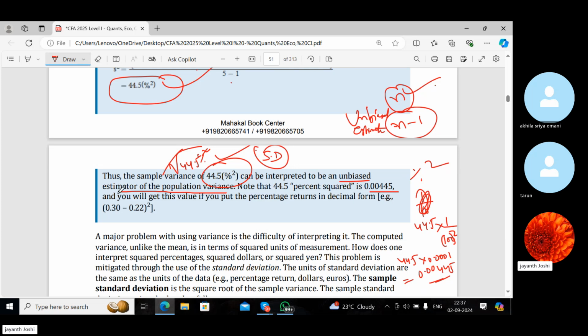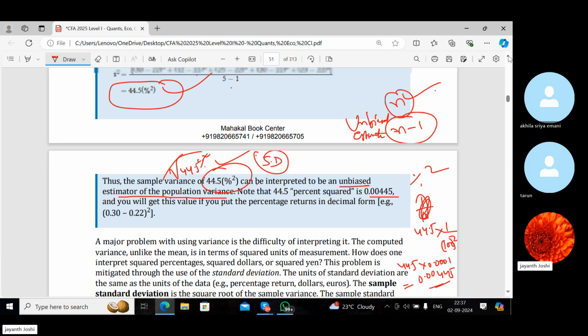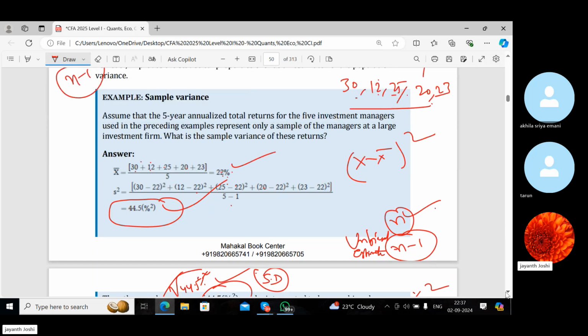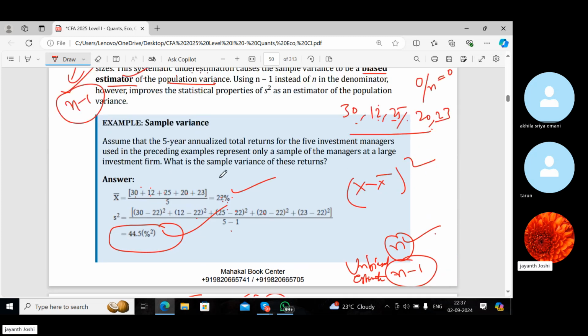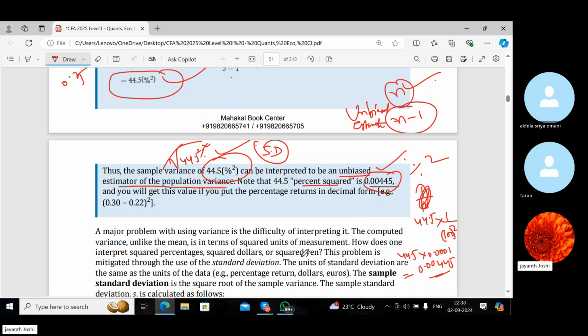And you will get this value if you put the percentage returns in decimal form. Example, 0.30 minus 0.22 whole square. If you want exactly this answer, then every percentage you have to convert. This is 30%, so 30% will be 0.30. 12% will be 0.12, 0.25, and every time you need to subtract 0.22. Then 0.30 minus 0.22 whole square you need to do, and at the end, whatever answer you get is going to be this one. In this form, better you find this out and divide by 10,000, you'll get the same answer.